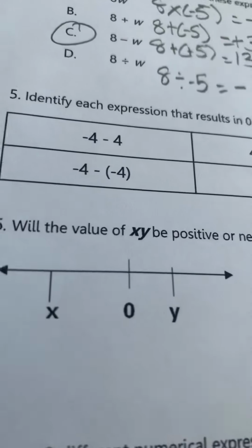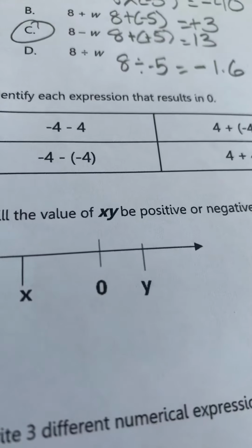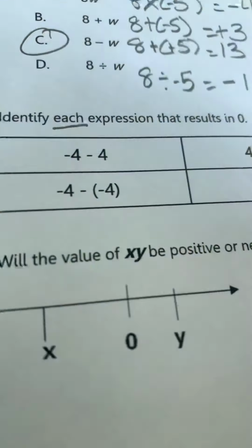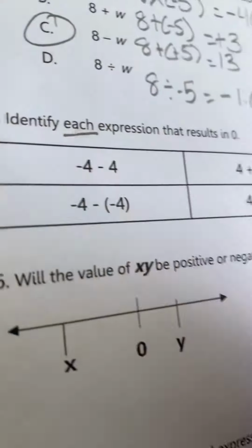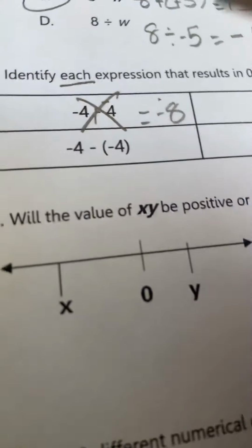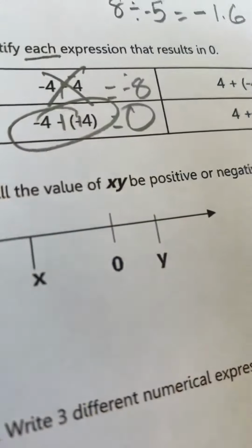All right. Number 5, identify each expression that results equal to 0. Okay. There's going to be more than one. So negative 4 minus 4, change that. That's going to give me negative 8. So I already know this one's out. Negative 4 minus negative 4, make that a plus, make that a positive 4. This will give me a 0. So I know that one's true.